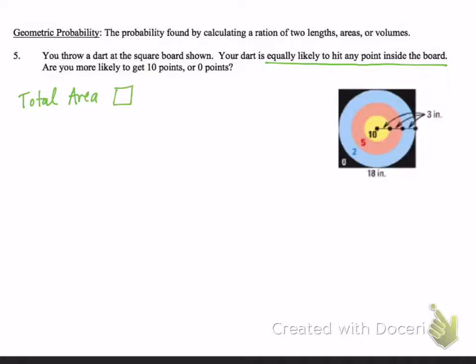So I'm going to take that square, I'm going to find the total area of that. So area of the square would be length times width, and that would be what? 18 squared, or 18 times 18, which gives me 3. That should be a 3.